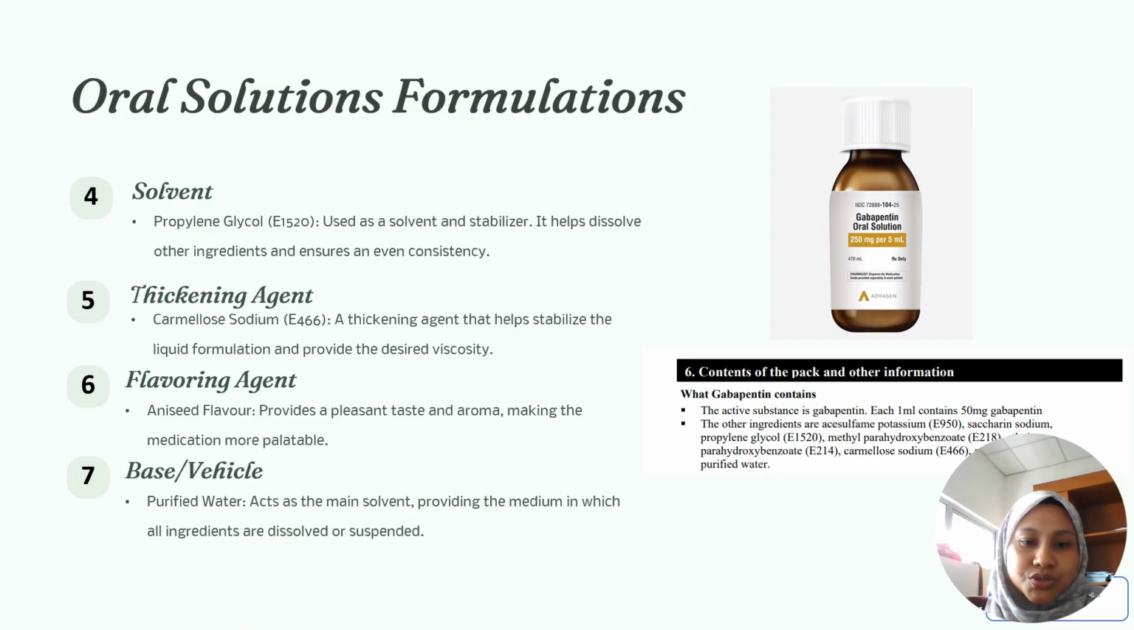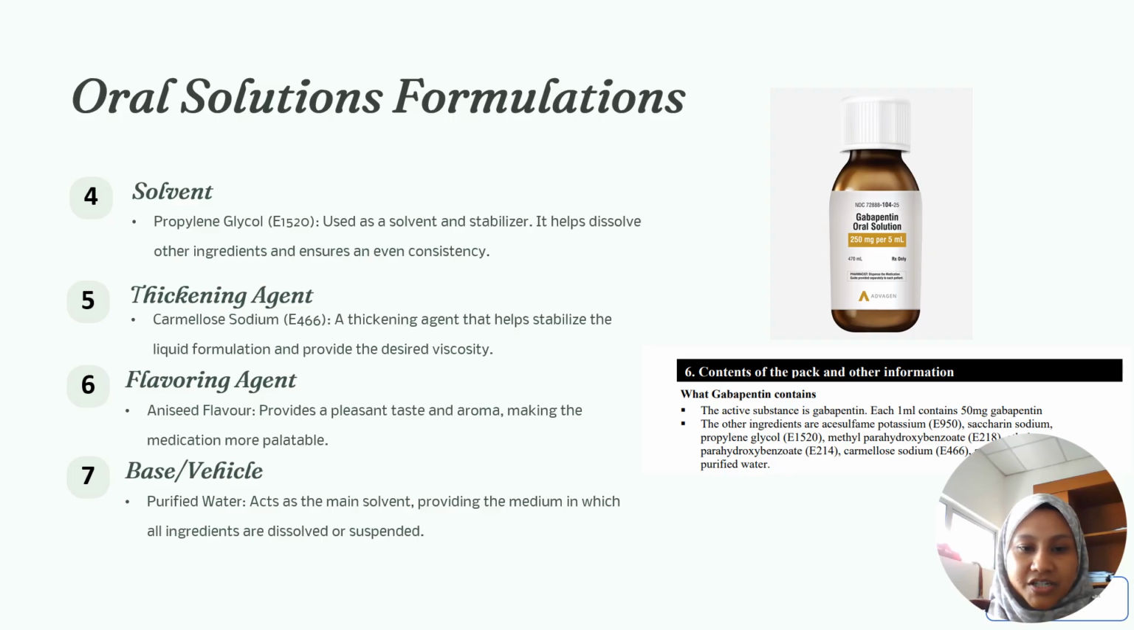Carmellose sodium, usually thickening agent is to increase viscosity of the solution, just to make sure that it is easy to pour the solution. You can imagine if the solution is not viscous enough, it will just run out from the syringe or from the teaspoon that we use to measure the medicine.